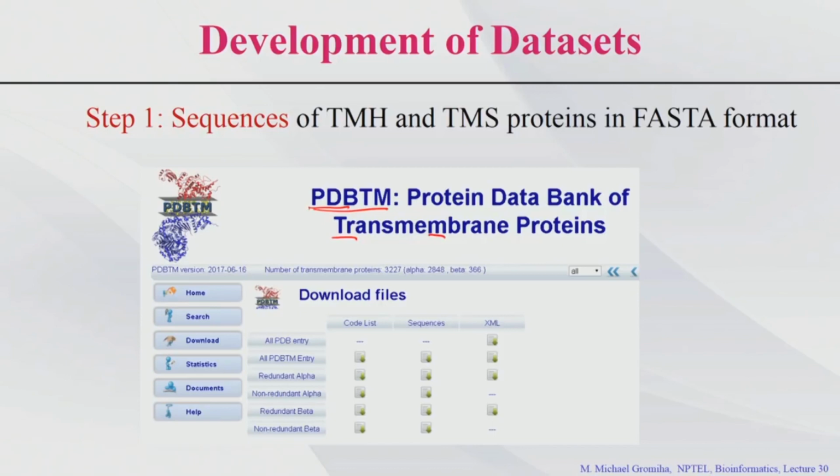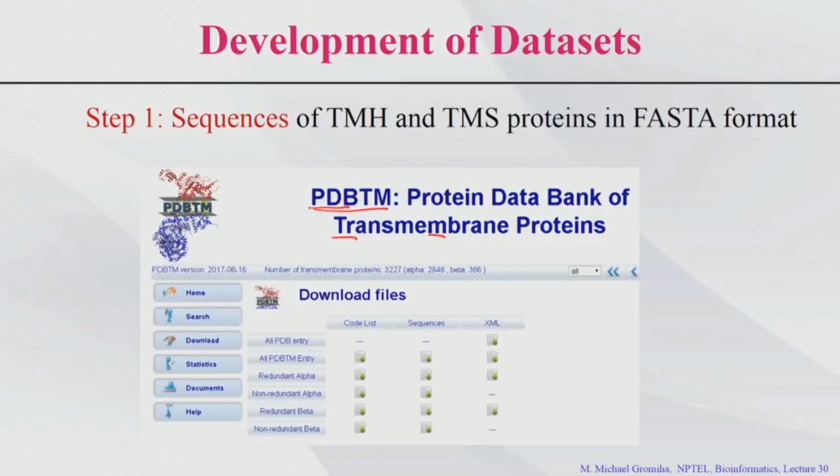In this database you can see different types of transmembrane proteins, either helical type or the beta barrel type. Also it has various options to extract the data based on the number of helices, number of strands. They have also developed a program to identify the residues located in the membrane or extracellular space, and so on. They also have the option to download non-redundant data sets for the sequences as well as the structures. Currently the transmembrane proteins number about 3000 alpha as well as about 300 beta barrel proteins.